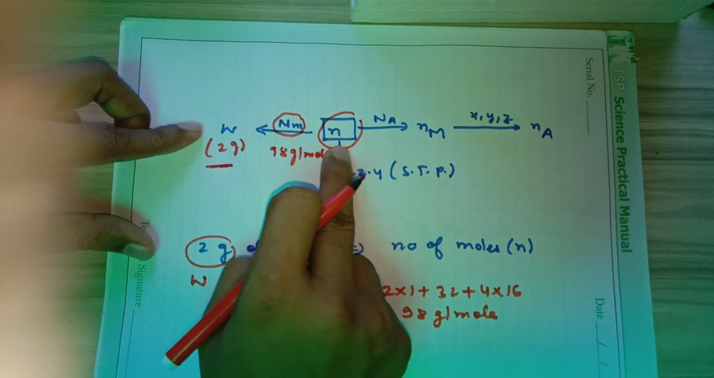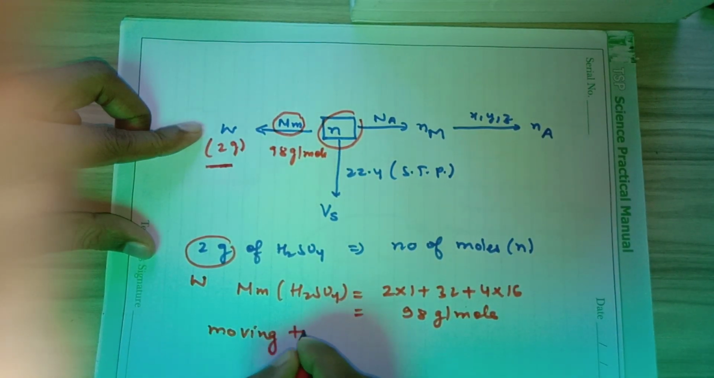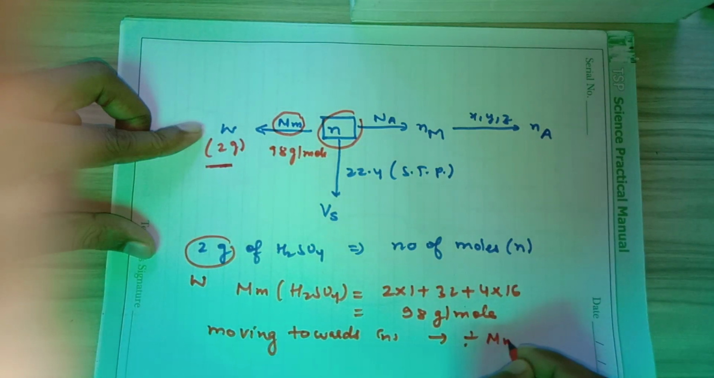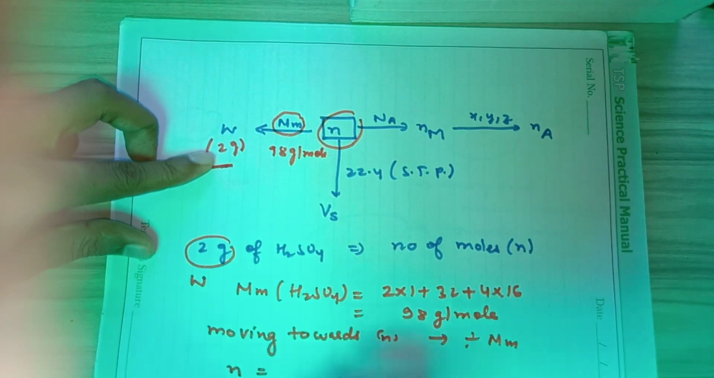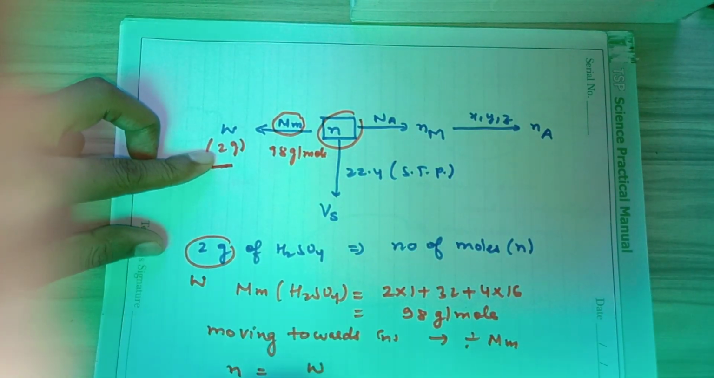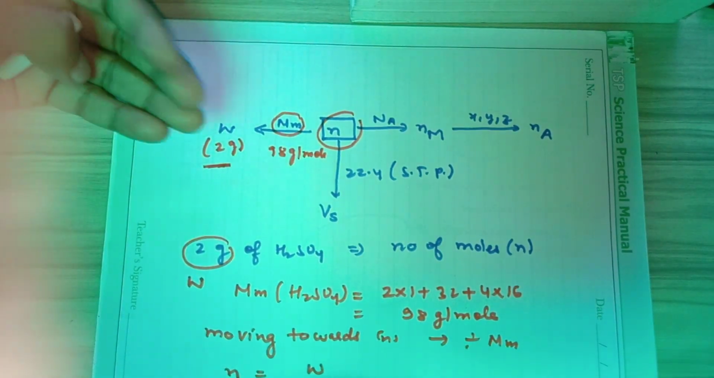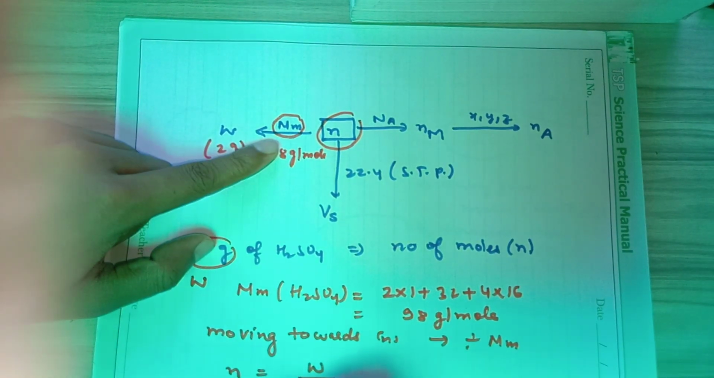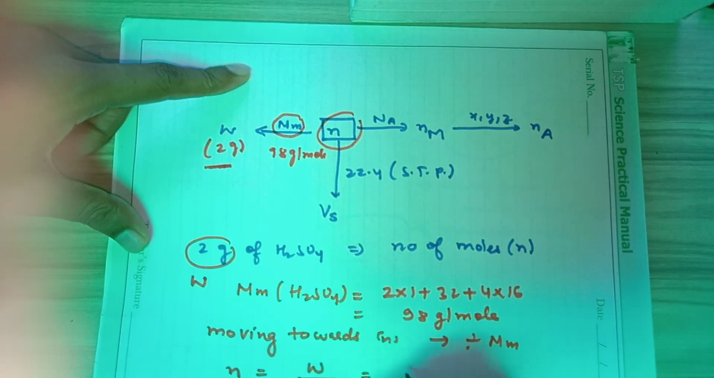Now we are moving towards n. If we are moving towards n, we have to divide by what? Molar mass. We have to find n, so we write n. We are given W, that is mass, so it will be M. And if we are moving from W to n, that is moving towards n, we have to divide by molar mass. So this will be your general formula from this chart only.